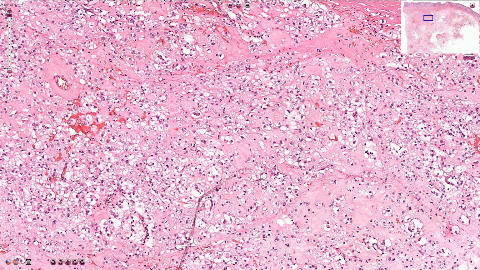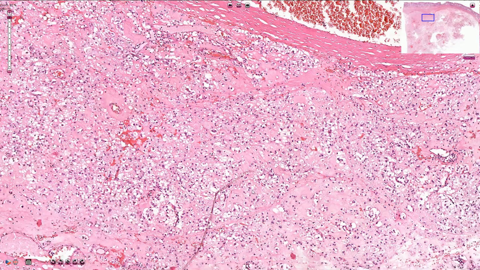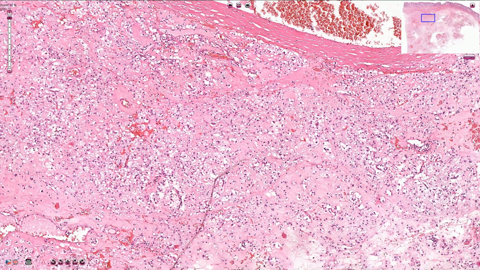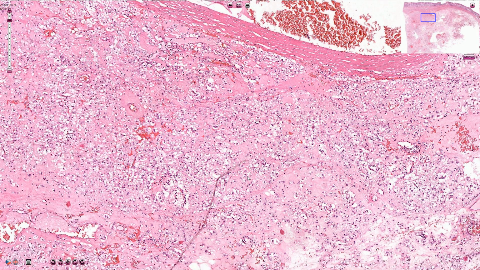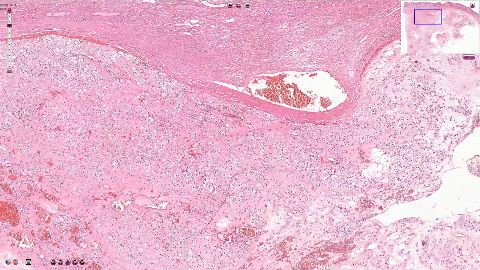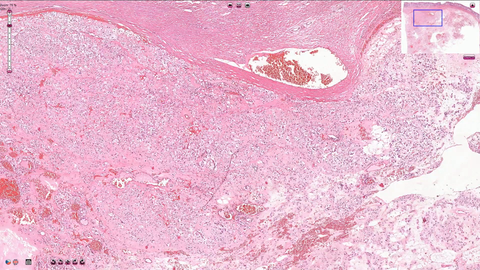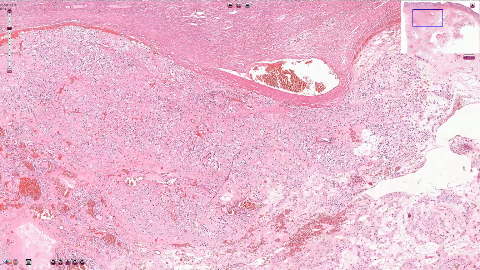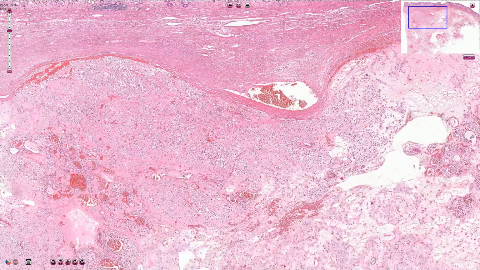Some other gastrointestinal stromal tumors can look like spindle cell, cellular lesions. Some of them resemble leiomyomas. But this is an example of epithelioid morphology in gastrointestinal stromal tumor.